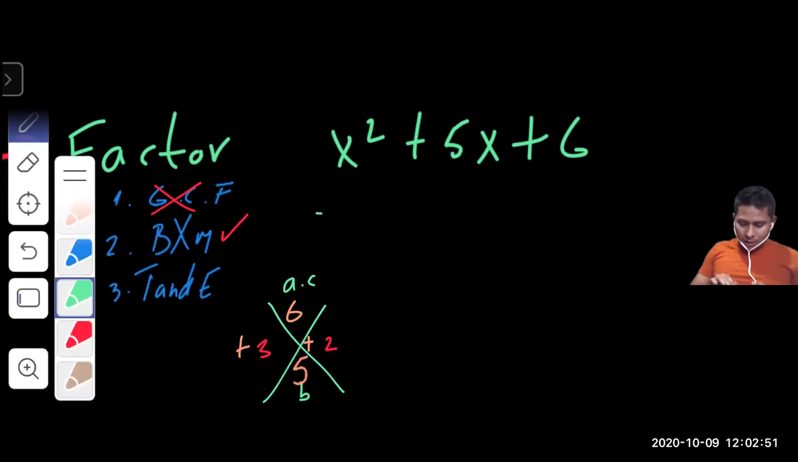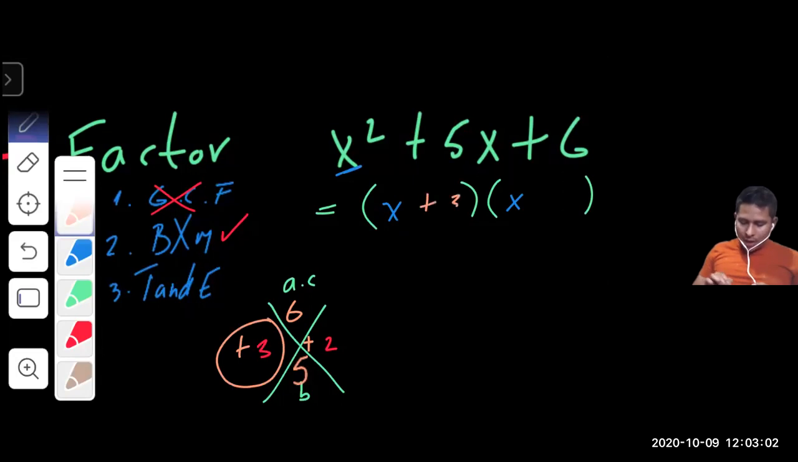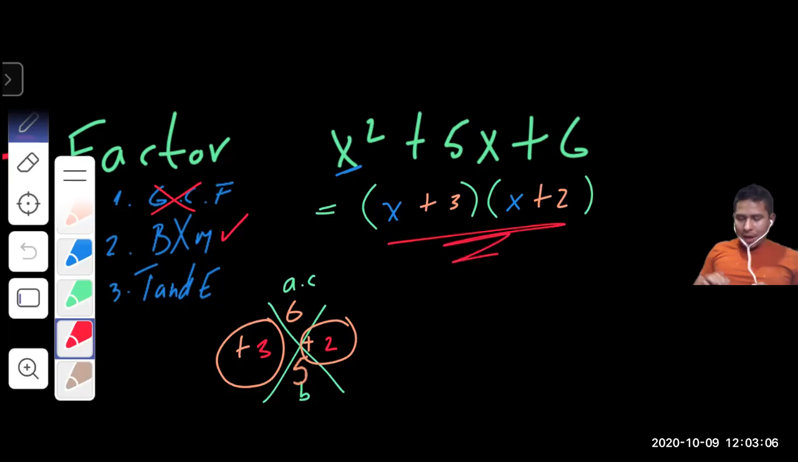Okay, let's factor this out. 2 parentheses. x squared can be factored as x and x. And I'm just going to copy these, guys: plus 3, and the other one plus 2. And that's our answer. Piece of cake.